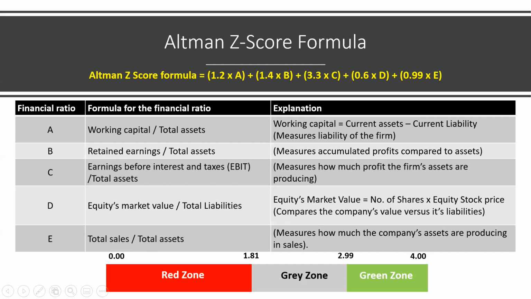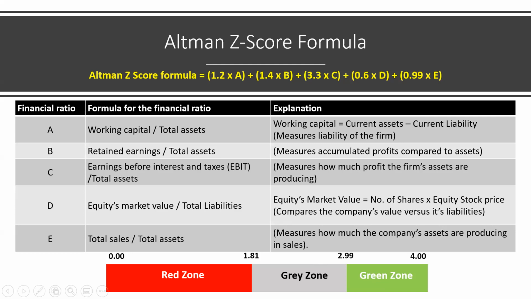the firm lies in the range of 0 to 1.8, then they are in the red zone. There are more chances that the company will become bankrupt. If the value is less than 3, which is from 1.81 up to 2.99, then it is a gray zone, which is in between. It may or may not happen. It is on both sides, and you can decide what is to be done.